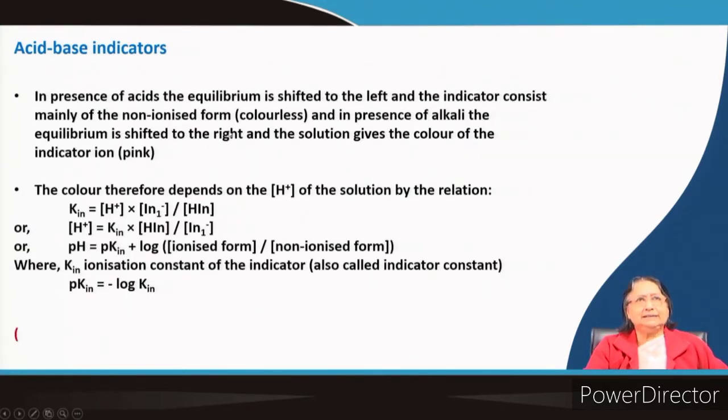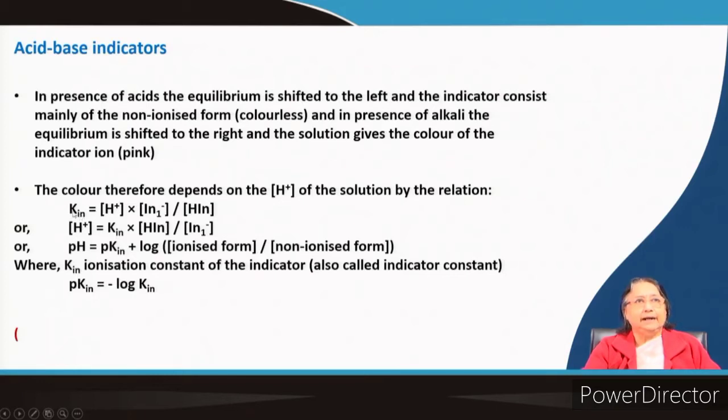In presence of acids the equilibrium is shifted to the left, and the indicator consists mainly of the non-ionized, colorless form, and in presence of alkali the equilibrium is shifted to the right, and the solution gives the color of the indicator ion, that is pink color. This is very similar to the equilibrium of acetic acid that prevails in water medium, you will find the similarity. The color therefore depends on the H plus ion concentration of the solution by the relation.